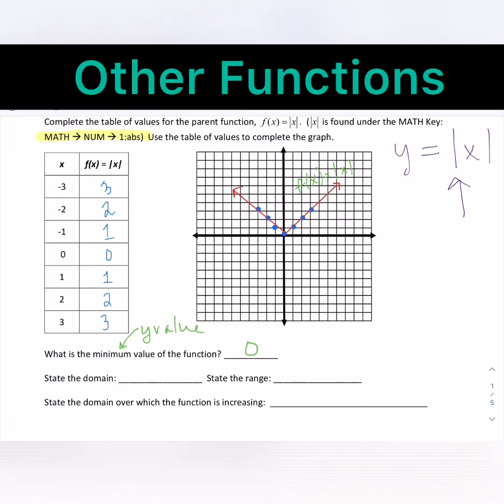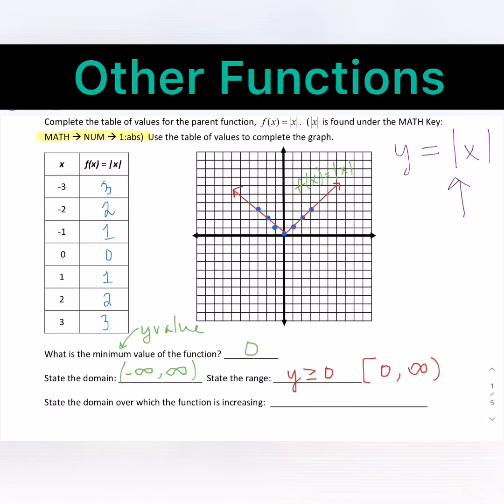The domain: I can take the absolute value of any number in the world, so our domain is going to be all real numbers, negative infinity to positive infinity. And to state the range, now here's where it gets a little different. The range is not all real numbers. The range is actually only greater than or equal to 0. So the range is y is greater than or equal to 0, or you could state it like this, 0 to infinity in interval notation.